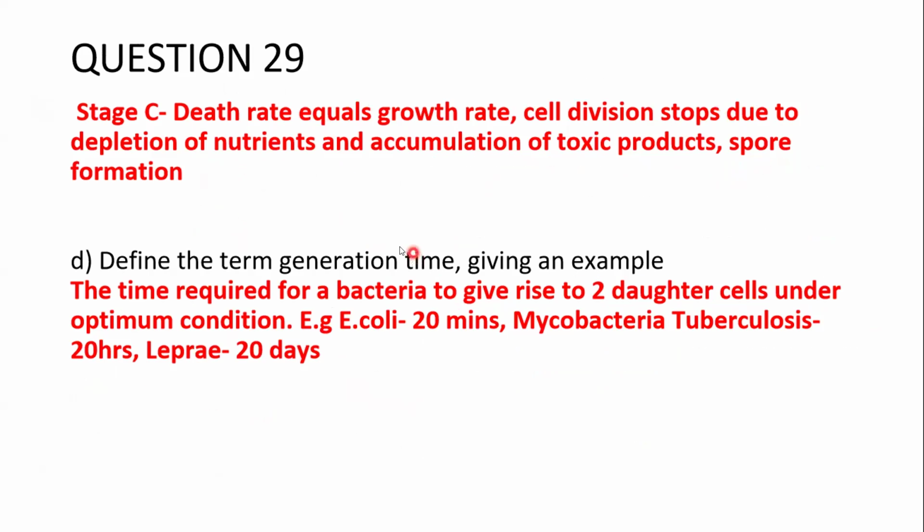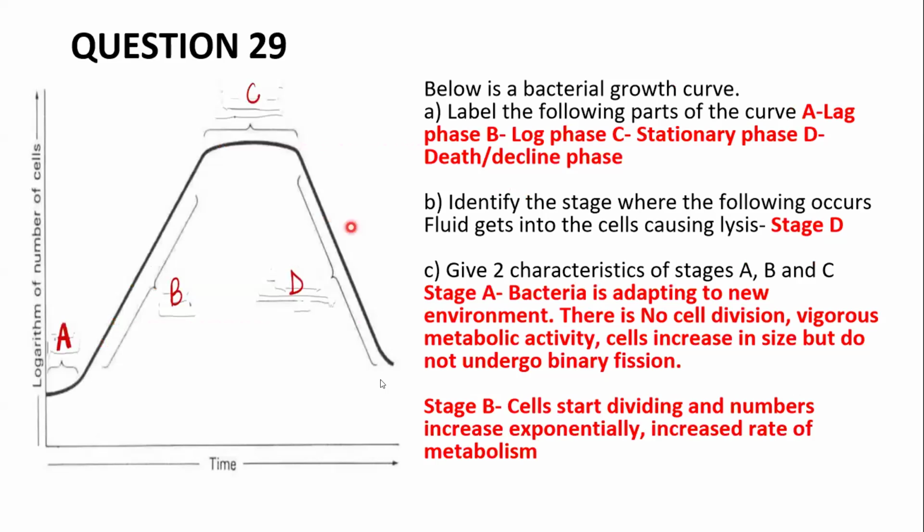And then stage D, just to mention, this is where we have the death. So death is going to occur. Here, the death rate is more than the growth rate. Cell lysis is going to occur. Fluid enters the cells, leading to a bursting of the cells.